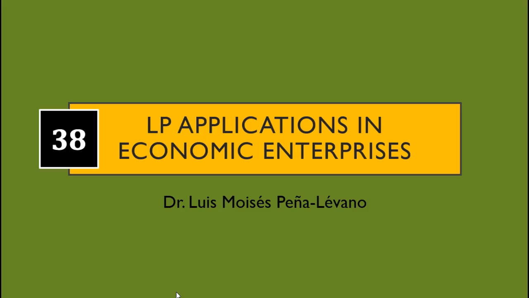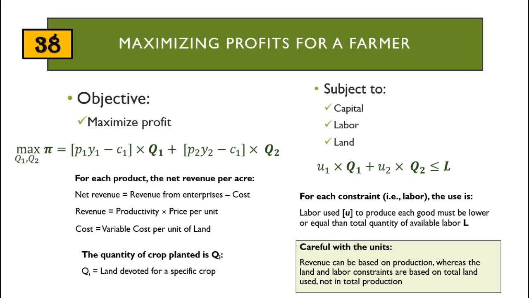In this chapter, we will see some common applications of linear programming in economic enterprises. The first application is in regards to the maximization of profits for a farmer. Here, the farmer needs to choose which crops to plant in the land. The objective is to maximize profits given the net revenue from planting each crop, subject to three common conditions: capital, labor, and land.